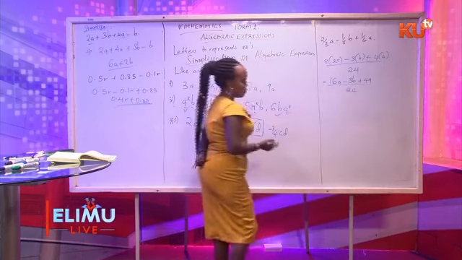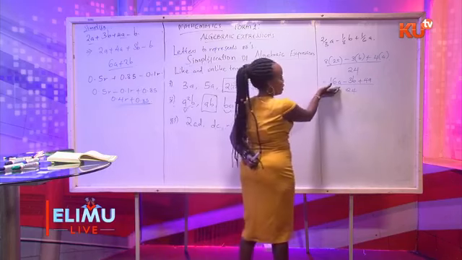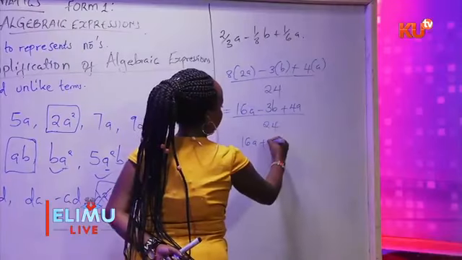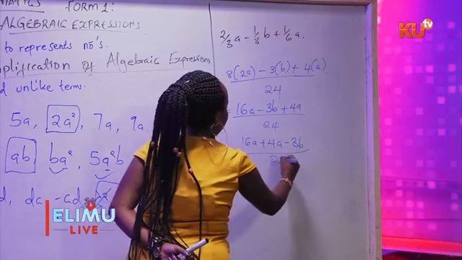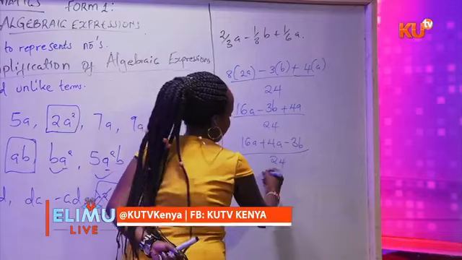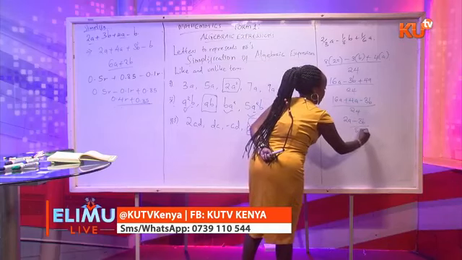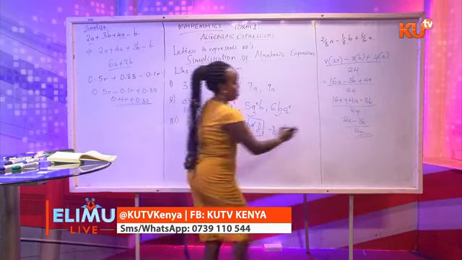And then we collect the like terms. There we have an a and an a on the numerator. So this is 16a plus 4a. So this will be written as 16a plus 4a minus 3b all over 24. So we add the like terms. We have 16 plus 4. This is 20a minus 3b over 24. So you can leave your answer as that. That is also correct.